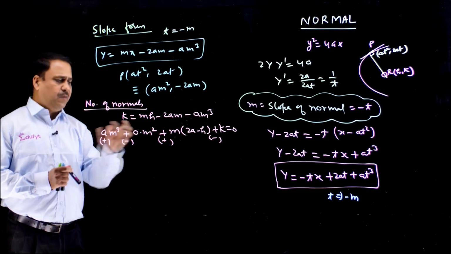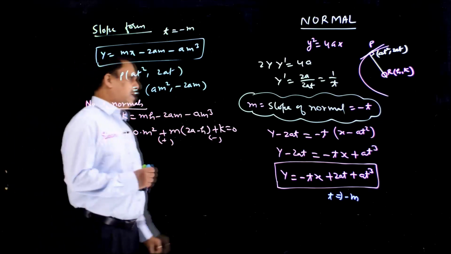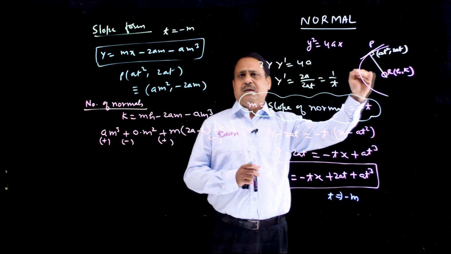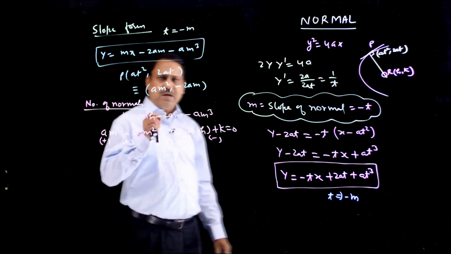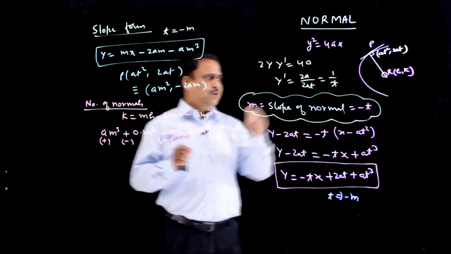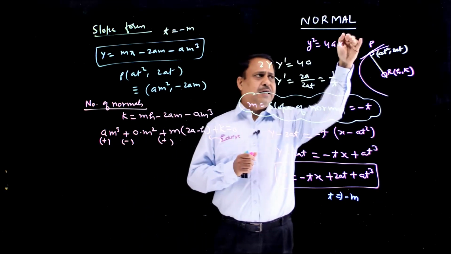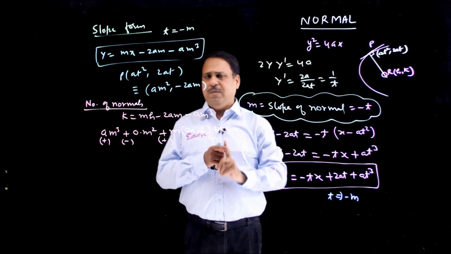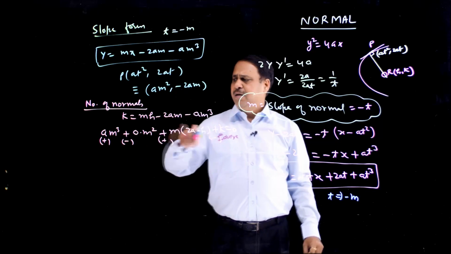Using the concept sum of the roots. This equation is a cubic equation, so maximum I can have 3 normals, and definitely we know that a cubic equation, an odd order equation, will have at least one real root. So this equation will have at least one real root. That means wherever the point is, inside or outside, at least one normal will always be there. But maximum I can have here 3 real roots.